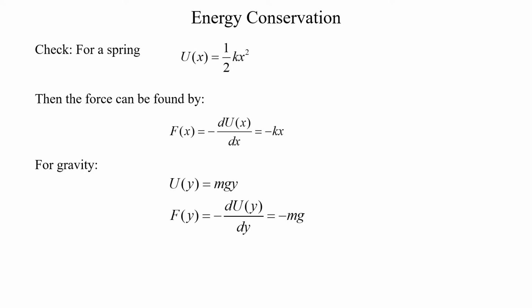Let's try that for a spring. Suppose we're given that the spring potential energy is equal to 1/2 kx squared. We can find the force by taking the derivative with respect to x and then taking the negative of that derivative. So minus dU/dx gives us minus kx, which of course is the spring force. Gravitational potential energy we said was mgy, so the gravitational force is minus dU/dy, and we get minus mg, which is our gravitational force.